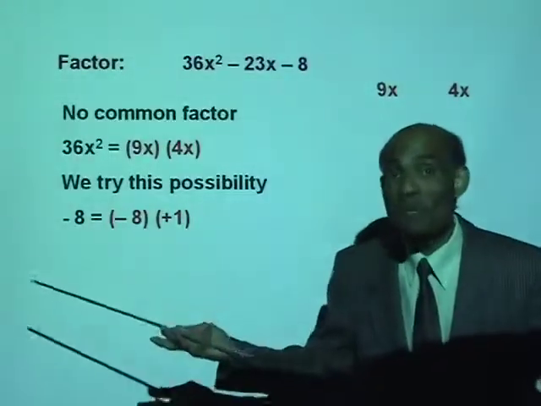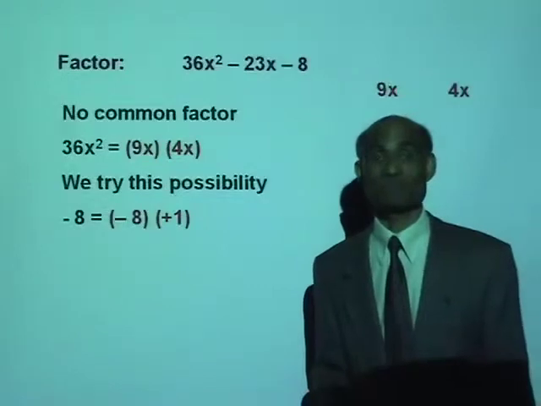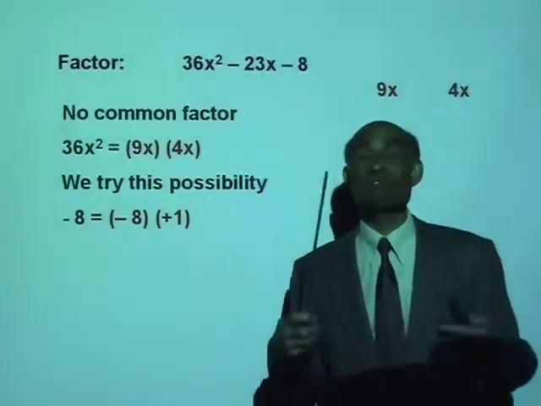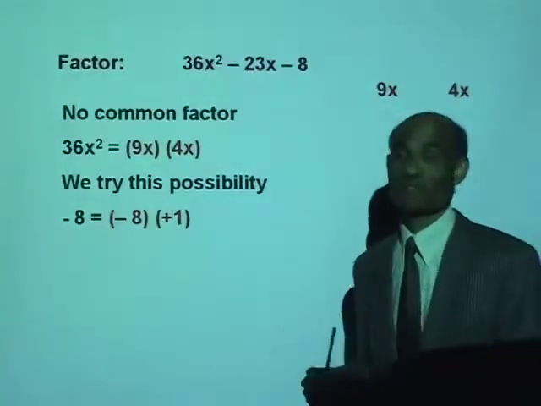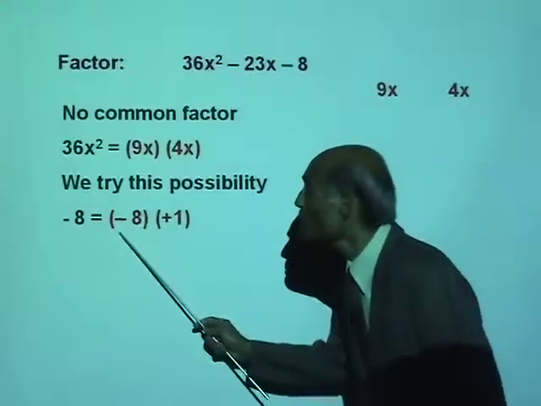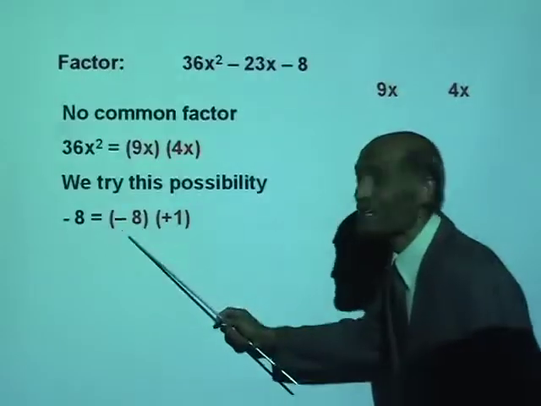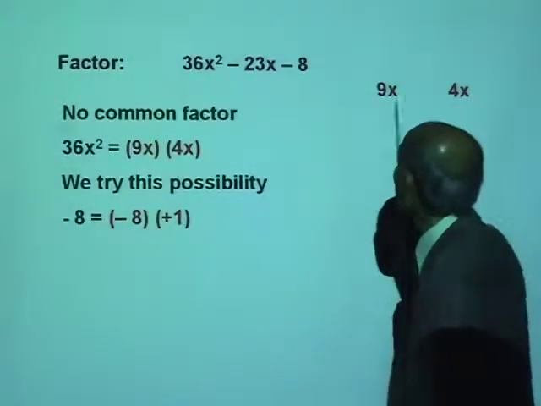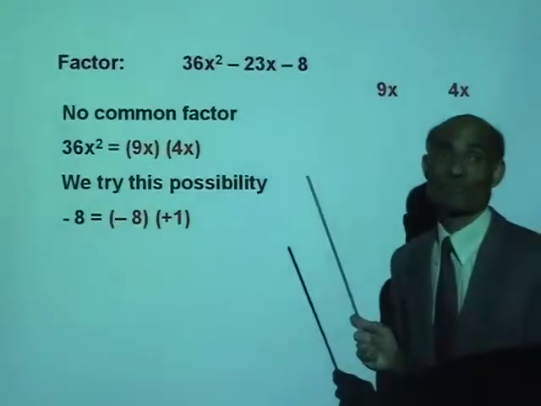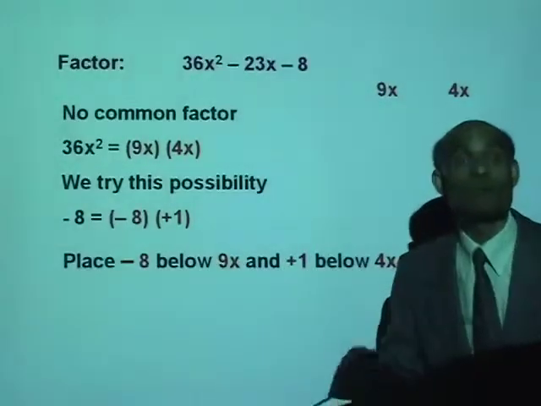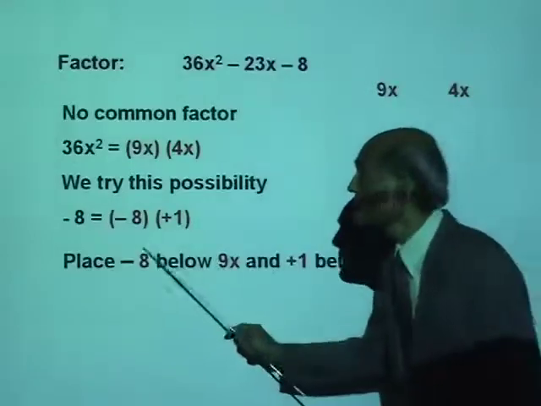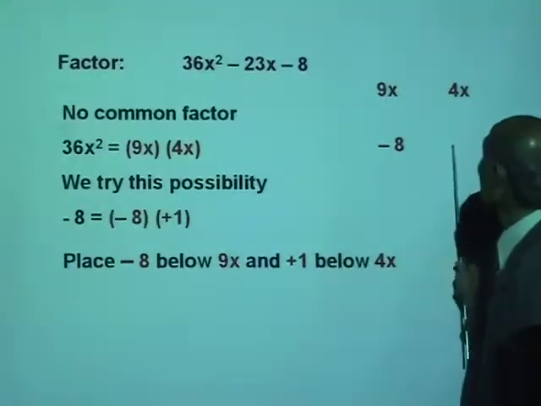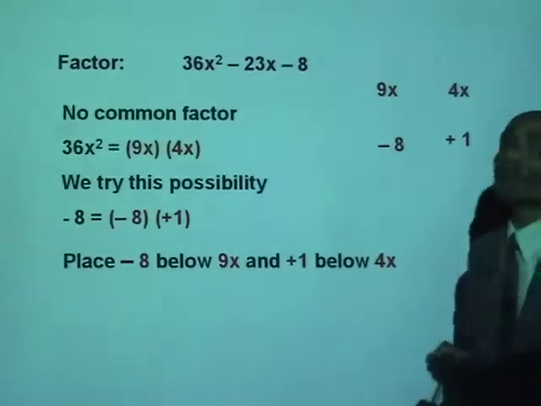There are many ways to do that. And this is where the trial and error comes in, and your familiarity with numbers. Alright, now what do we do? Now where do I write the negative 8? Do I write it below 9 or do I write it below 4x? Well, you need to do it by trial and error. Place negative 8 below 9x and positive 1 below 4x.